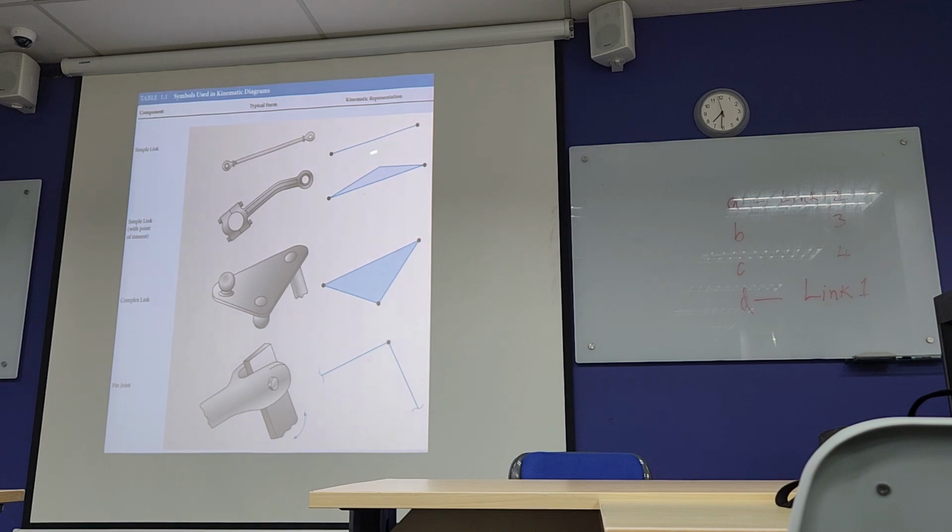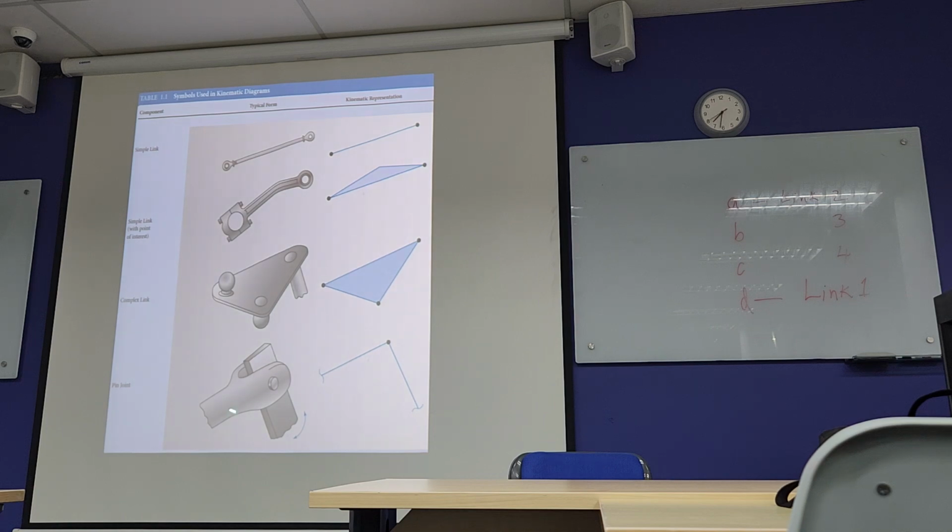So this is the kinematic representation. Similarly, a simple link with a point of interest. There's a bend here, so this is represented in the diagram like this. This is a simple link but with a point of interest. There's some angular displacement here, so it is not just a simple link like this, but it is bent. Similarly, a complex link, now you have three links here, so you can represent it like this.